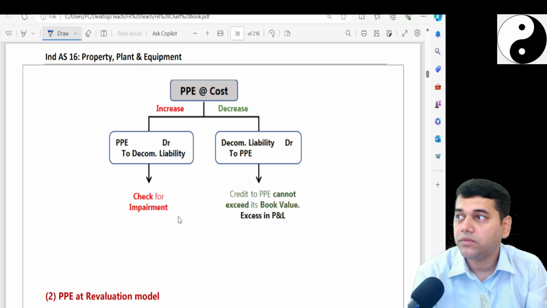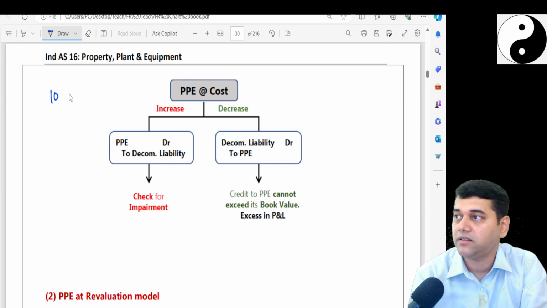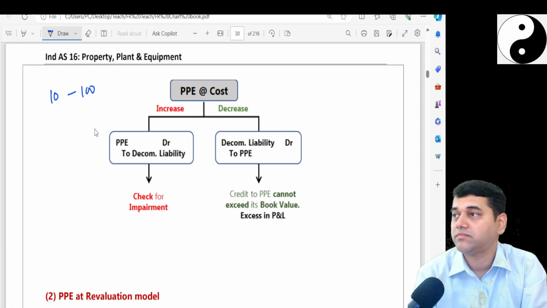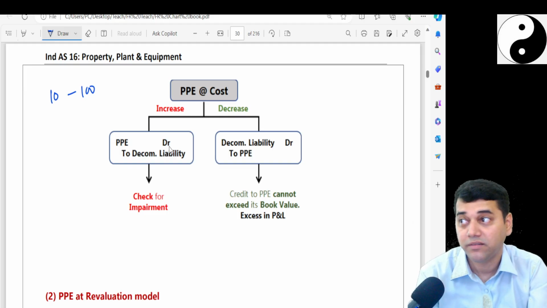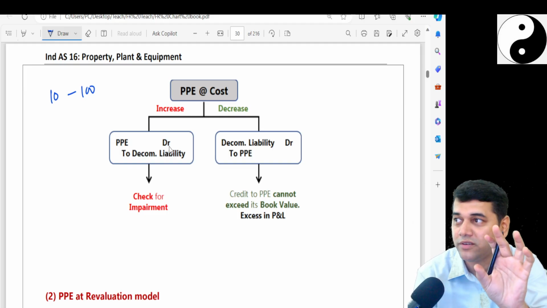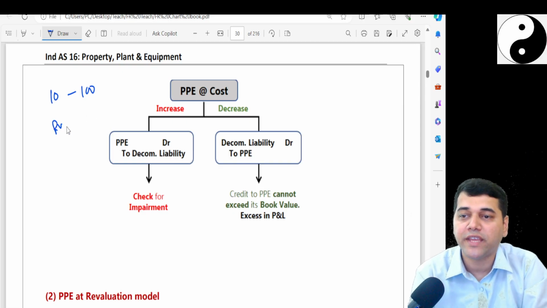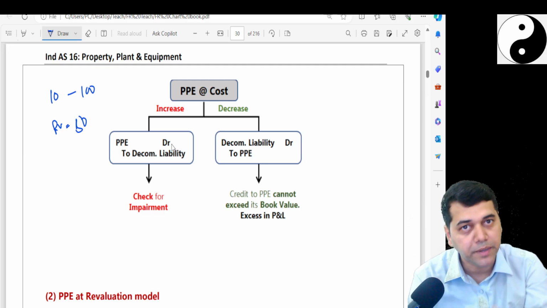See, it goes like this. When you started, 10 years down the line the cost is 100. At some percentage of discount, which we have initially done, PPE calculation discounting we used to do, no? Say 10 years down the line, the factor is 0.826. Its present value came to say 50 rupees. What entry did I pass? PPE account debit to liability.